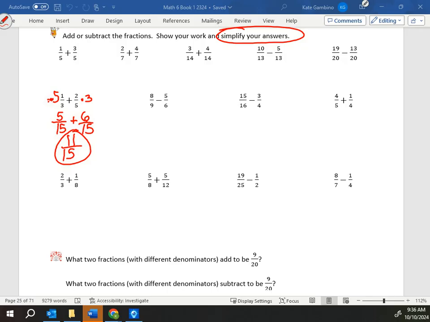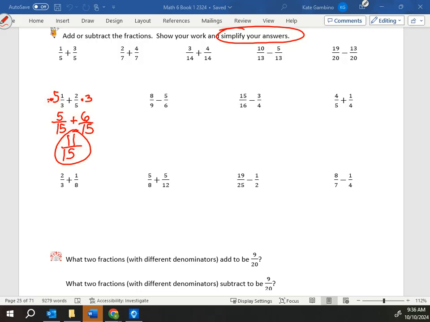Let's look at my next one. 8/9 minus 5/6. What is my first step, James? I counted denominators. I did 2 times 9 equals 18 and 6 times 3 equals 18. So James said our first step is that common denominator.